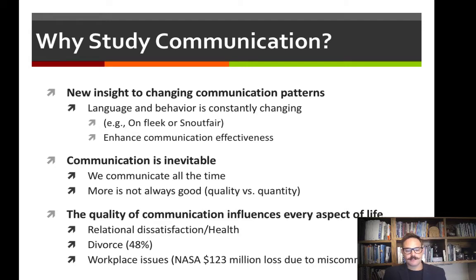We see that workplace issues often stem from communication issues. And NASA, I think it was back in the early 90s, wasted $123 million due to miscommunication between 2 work teams. And as a result, that cost NASA $123 million over budget.